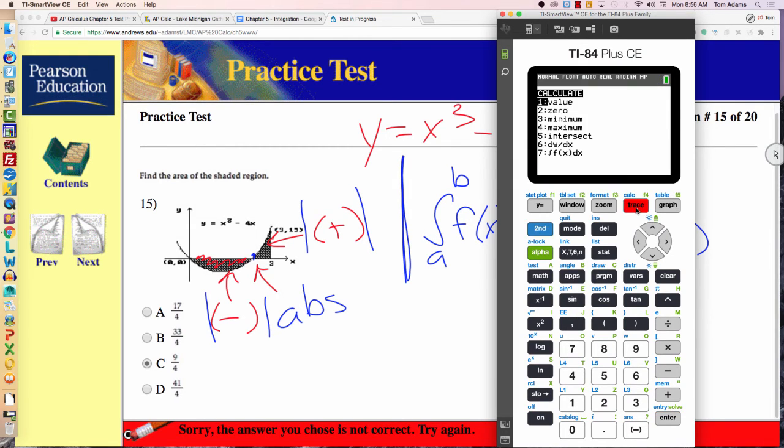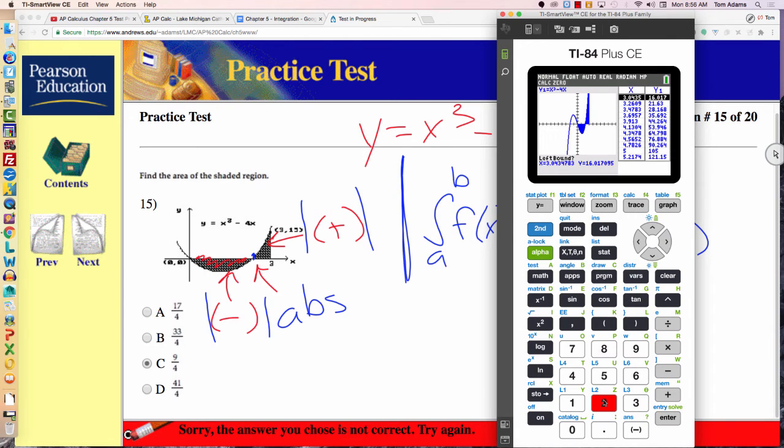So what I'm going to do is find the 0 of the function. I've got to move my cursor around, and I'm going to go this way. And I'll hit enter, a little bit to the left, and do the right bound. Then yes, and my 0 occurs at 2. So when x equals 2, y equals 0.